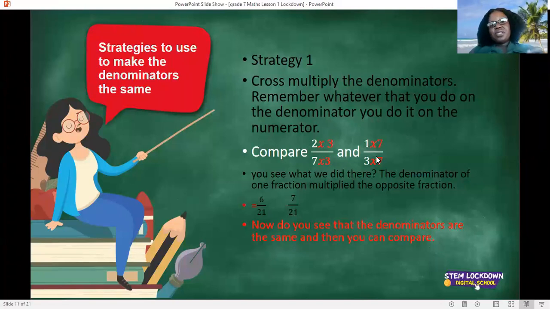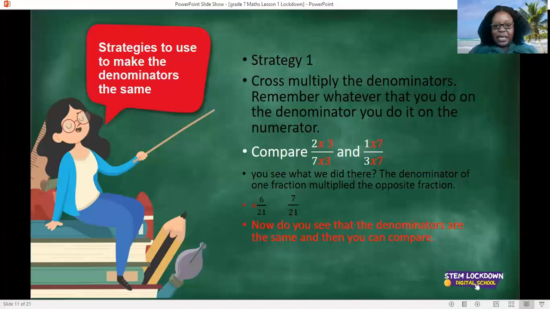And then we move on to the next one. Now I use this denominator, the 7. I'm now multiplying the opposite fraction. I say 1 times 7, and I get 7. And then 3 times 7, and you get 21. Now, what did you just do here?